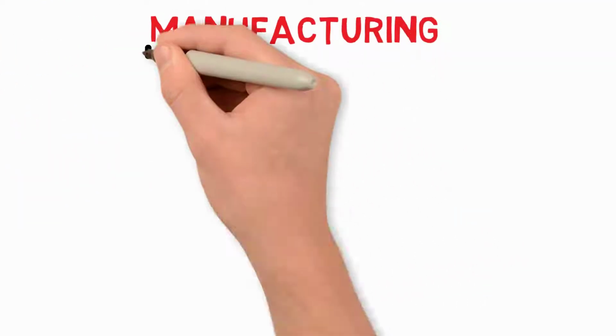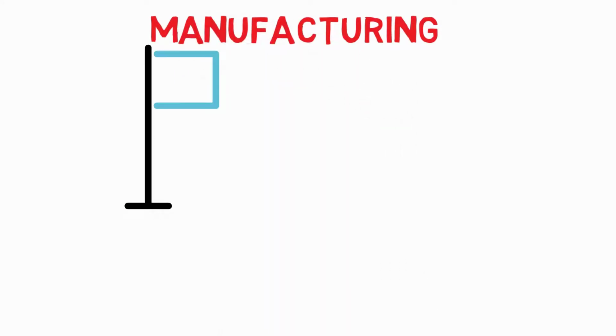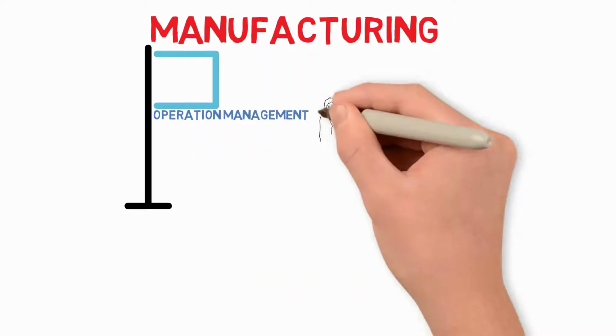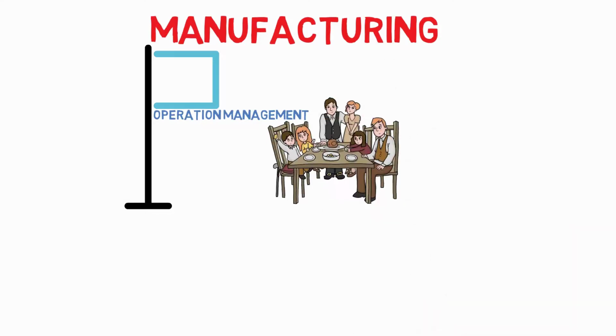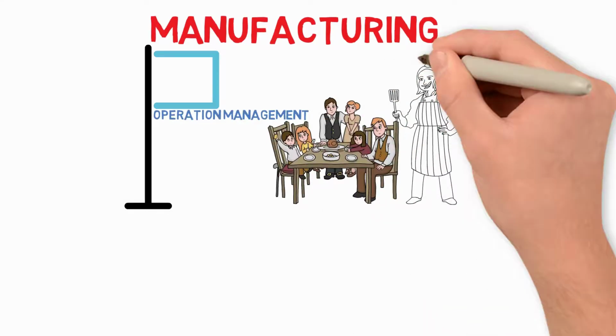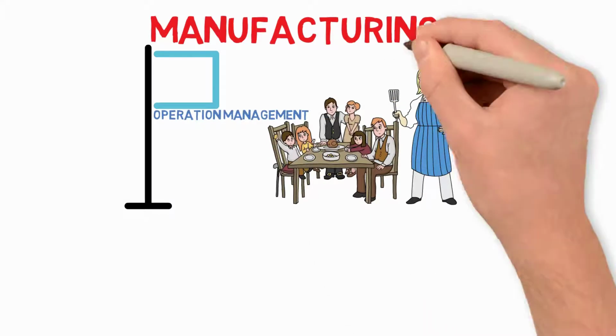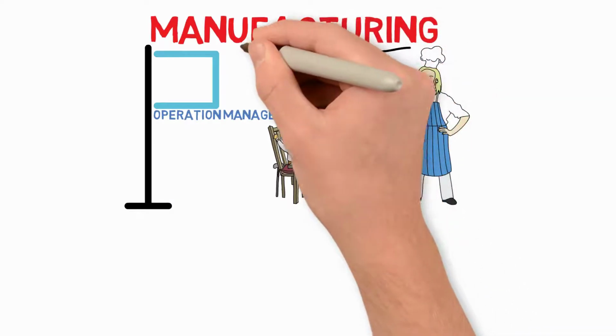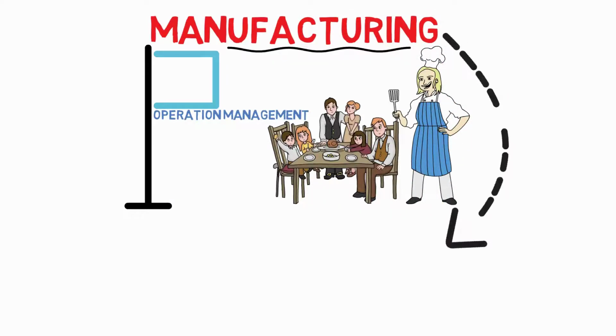Manufacturing. It is the most important example of operation management. Have you ever heard of eating food without preparing food? Obviously, this can't happen. Similarly, organizations can't run without manufacturing. Basically, manufacturing is the process of producing physical products.